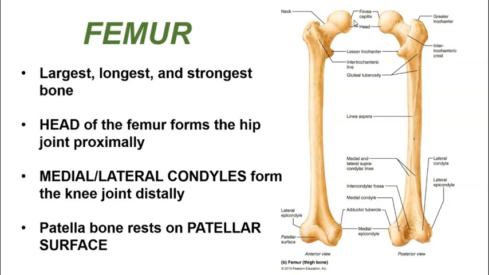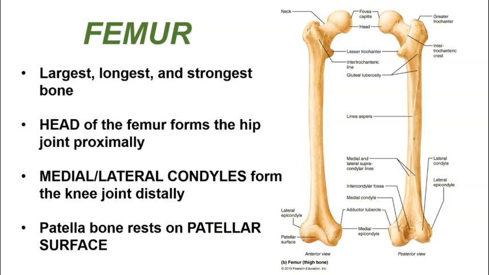At the proximal end of the femur, we have the head of the femur, which forms the hip joint with the coxal bones. At the distal end, we have the medial and lateral condyles, which are not visible from the anterior view on the left side of this diagram. On the right side, we see the posterior view, and we can more easily see the medial and lateral condyles of the femur. It's these condyles that form the knee joint along with the tibia bone at the distal end of the femur. We also have another bone, the patella, which rests on a small indentation called the patellar surface that's located on the anterior side of the femur bone.